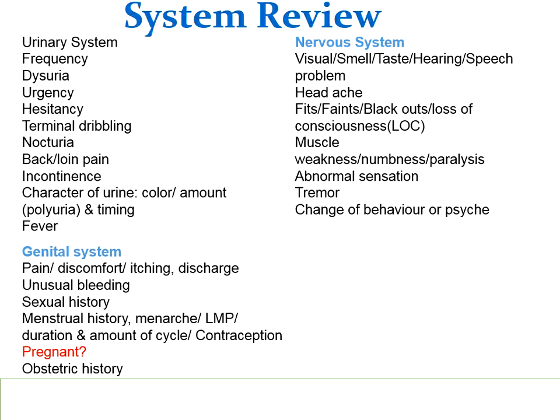And then the genital system, again, pain, discomfort, itching, discharge, unusual bleeding, any sexual history we need to know about. Do they have a single partner? Are they promiscuous? Do they have multiple partners? Do they have sex with strangers, etc.?